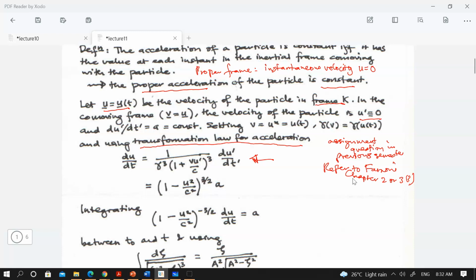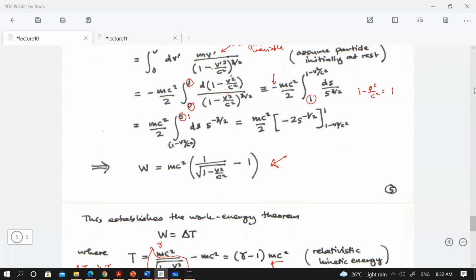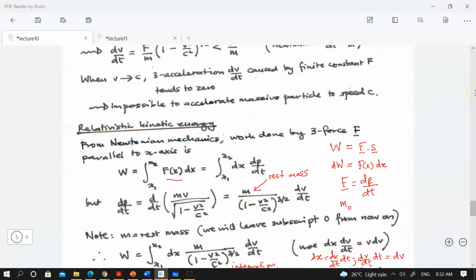What I'm going to do instead, since I have not touched this before, I'm going to refer back to lecture 10. Let me just see where it is. Lecture 10. Sorry, got to find it. Where's the point? Yeah.